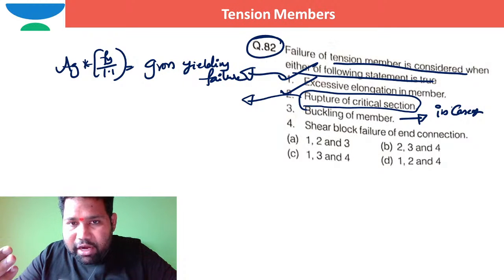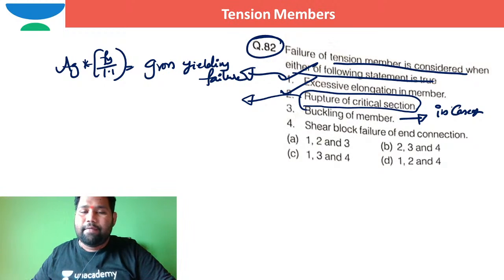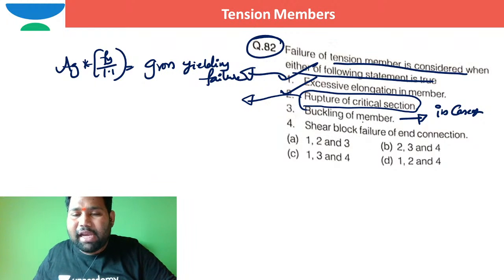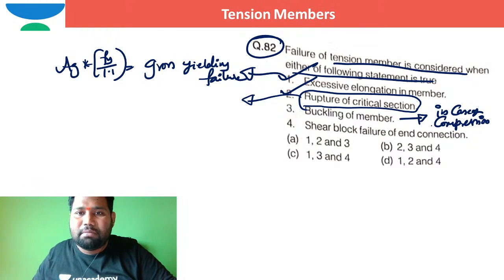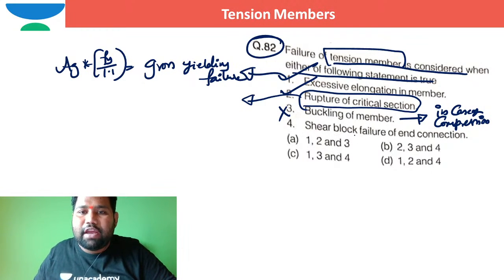Whatever you are asking, I had already mentioned in your previous class. Now, buckling of member is possible in case of compression members. Buckling failure is not possible in case of tension members, so this is a wrong option for tension member. And coming to the fourth one, shear block failure, which we generally call block shear failure.